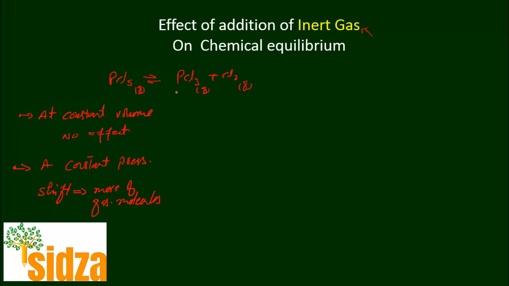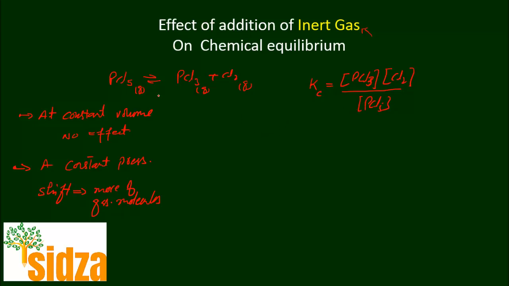If you write down the chemical equilibrium for this gaseous system, you can write the equilibrium constant for this equation. Kc will be equal to the concentration of the PCl3 product and the Cl2, divided by the PCl5.